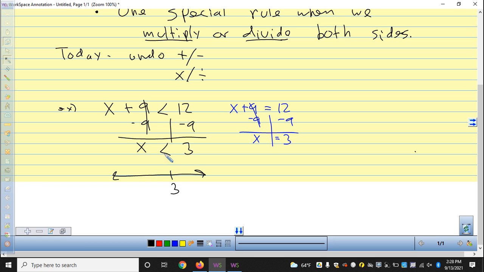Open or closed dot if it's less than. Does it include 3? It's not equal, so we use an open dot. Open dot if it's not equal. And this is everything that's smaller than 3, so we draw our arrow to the left. If we have our variable on the left-hand side here, the arrow in the inequality and the arrow on our graph point the same direction. So here we're pointing to the left. There my arrow points to the left.